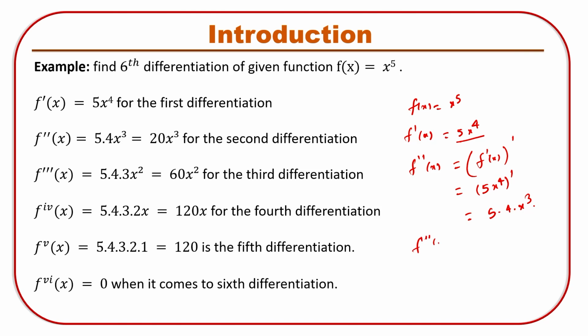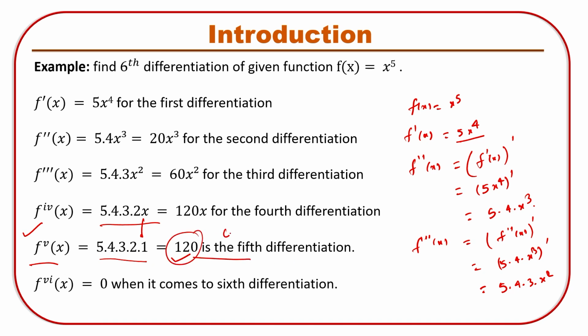Similarly, f triple dash of x: doing the same thing, we differentiate f double dash of x. So 5 into 4 x cube differentiates to 5, 4, 3 x square. Similarly, the fourth one is 5, 4, 3, 2 into x, then the fifth one is 5, 4, 3, 2, 1, since the differentiation of x equals 1. So this is 120. Now, it is a constant function, so any higher differentiation will lead to 0.